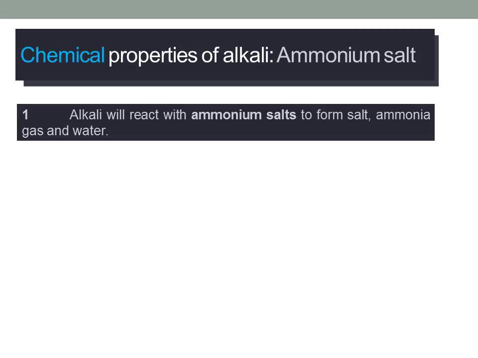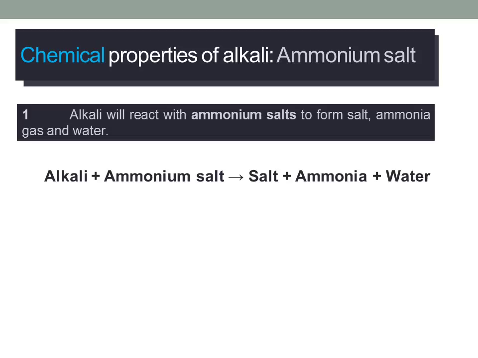Let's take a look at the chemical properties of alkaline. This is a new reaction that we have not learned before. Alkalines react with ammonium salt to give salt, ammonia gas, and water. So, let's take a look at one example.